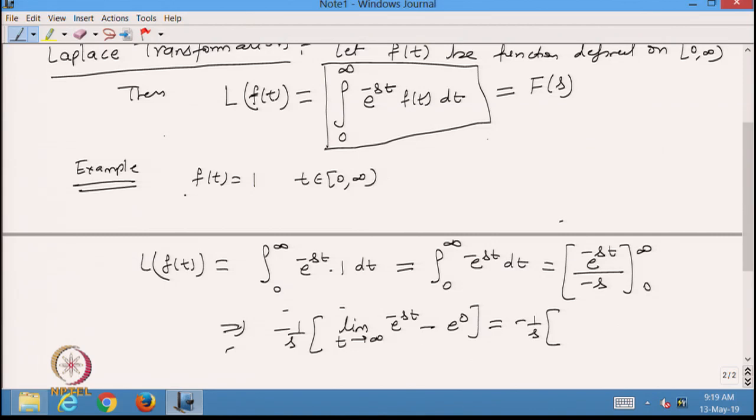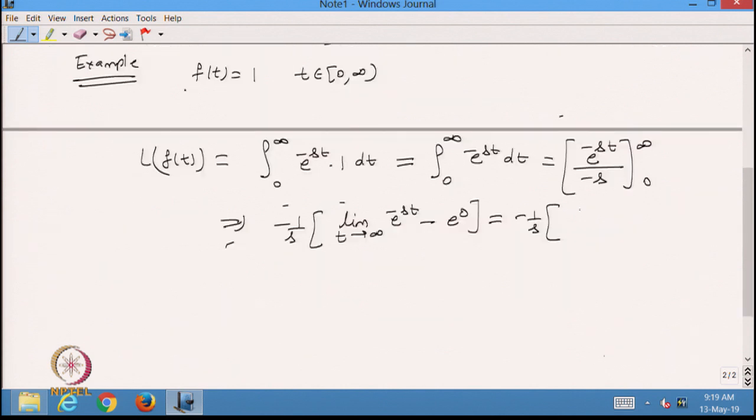Now, this limit I want to find out. In this case, you see the exponential e raised to minus s t. Here t is always a positive value, starting from 0 till infinity. So, in this case it depends upon what my s is. So, let us now define the limit as t tends to infinity of e raised to minus s t, minus 1.